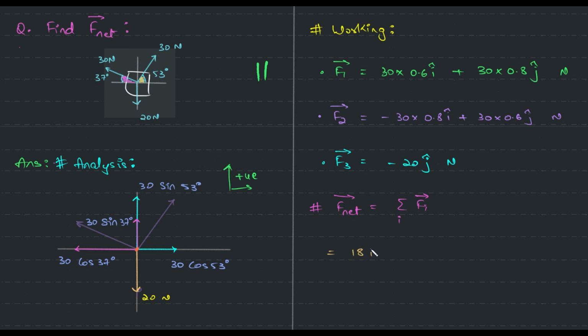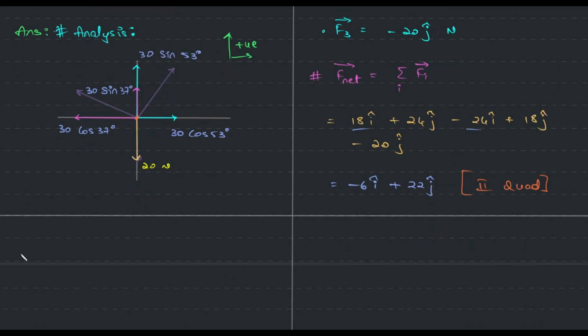This is 18 i cap, this is 24 j cap, that's force 1, minus 24 i cap and 18 j cap, minus 20 j cap. So let's see all the i caps. So this is your i, nothing else, right? So the difference will be minus 6 i cap, indicating it's on the left. And here it would be plus 22 j cap. So this is basically pointing in the second quadrant.